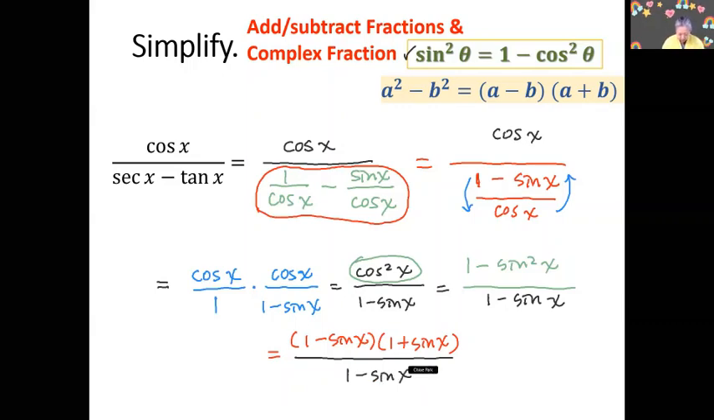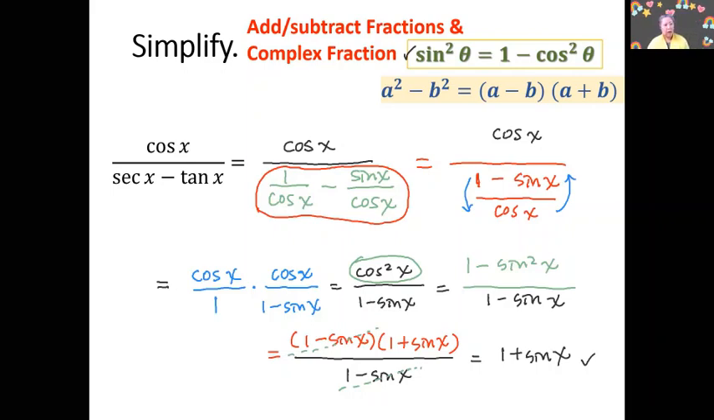Then what do you notice? I do have the same factor top and bottom so that I can cancel this and this. Then what's left is 1 plus sine x, and that's the final answer here.